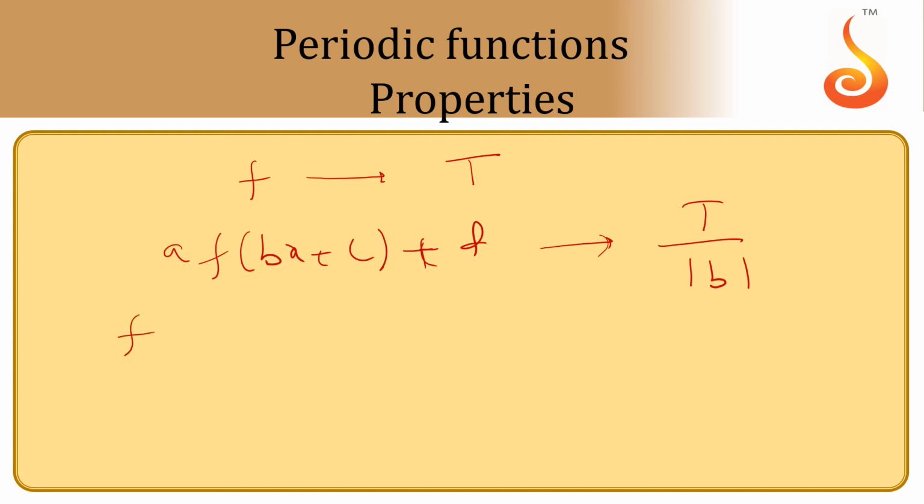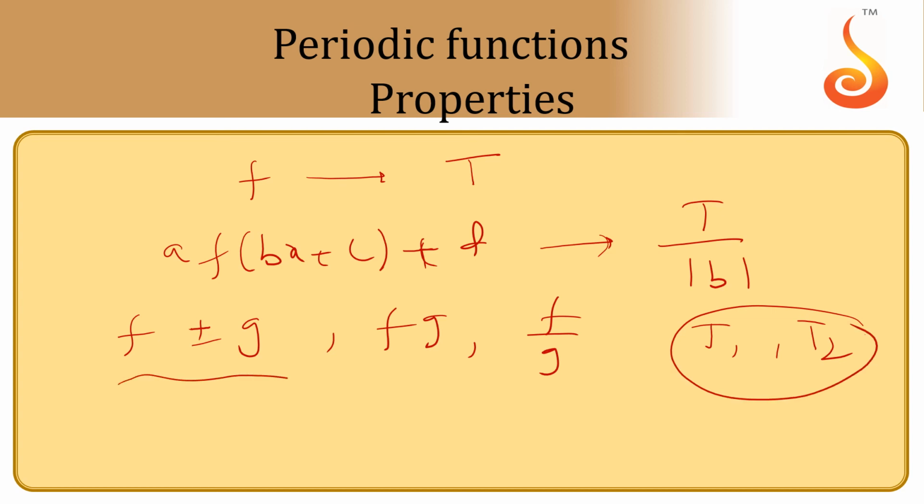Suppose you have f plus or minus g, or fg, or f by g, where the period of f is T1, the period of g is T2. To find the period of the combined function, you have to use the LCM of T1, T2. Please remember, when you do LCM, you will get a period, but it may not be the fundamental period. Further, you have to check the submultiples of the period to get the fundamental period.